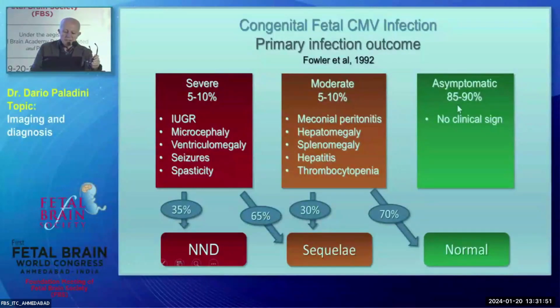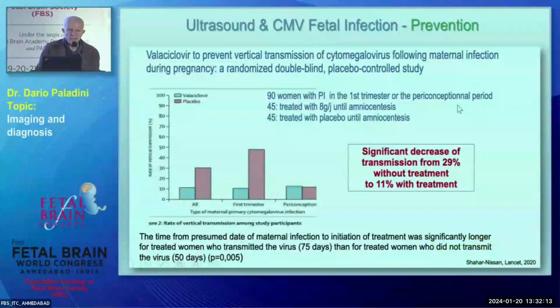And of the asymptomatic group, most of them will have a normal outcome with the percentage of neurosensory hearing loss in the range of 5 to 15%. These are the cases from all the studies published so far in relation to the outcome of the primary infection before the introduction of valacyclovir. And this is the game changer.